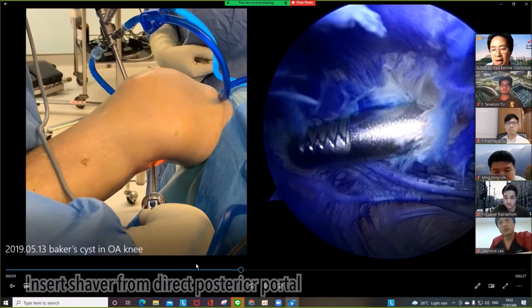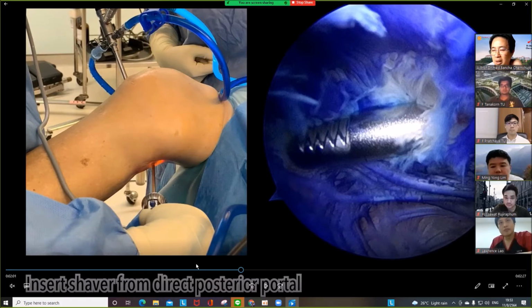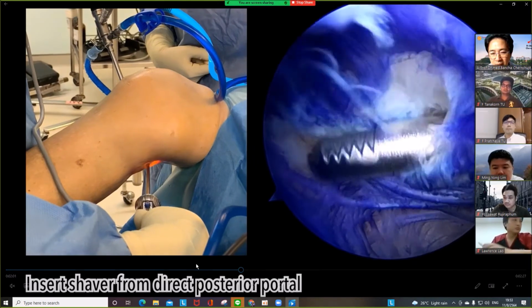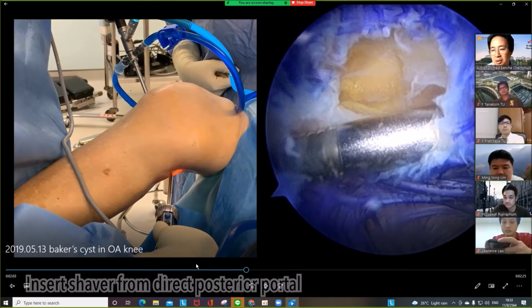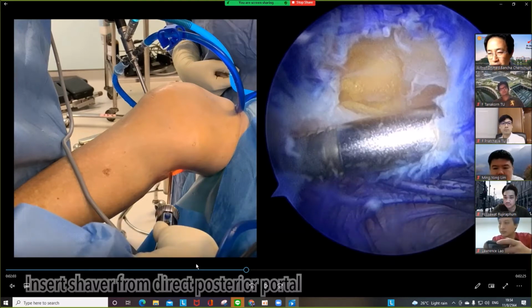Then you can see that the cyst wall was stained by the methylene blue, okay. So that's very useful because when you shave, you can know that after you remove this blue, that means your cyst wall is gone, okay. So using the shaver and then slowly cut that. You see, after you cut the cyst wall, you can see the fat tissue. Do not go beyond fat tissue. When you see fat tissue, stop.